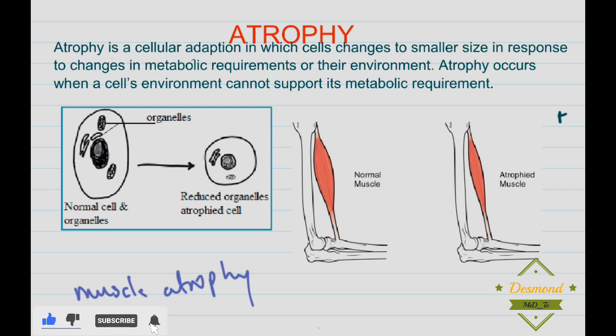So you can see this cell here, right? This is the normal cell, and the cells start to shrink due to not being used for some time. And there's a muscle not being used, this atrophied muscle, and there's a normal muscle here.